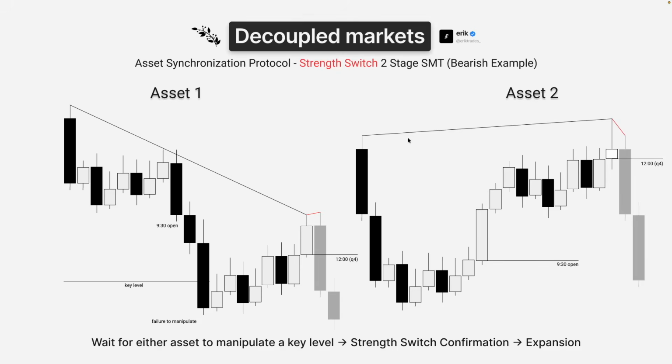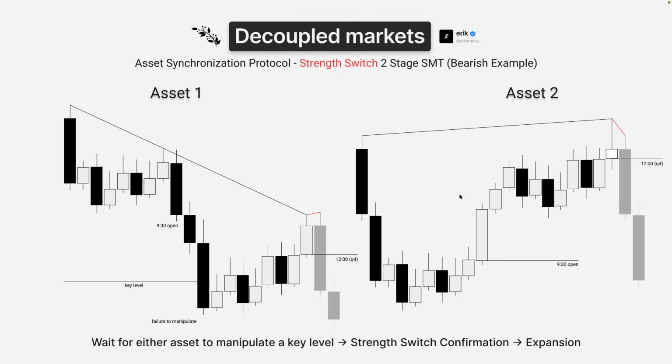We don't do anything until we hit a key level. So we hit this key level, we confirm it with an SMT first, and then another SMT in the form of a strength switch. So that is exactly what we get here, right? 9:30 open, we decouple. Now this decoupling is in the form of a manipulation. So this decoupled to manipulate this high. We get the asset synchronization, and then we're going to dump, right? That makes sense? We need a manipulation, so we don't do anything.